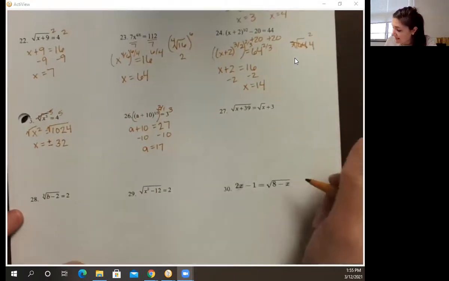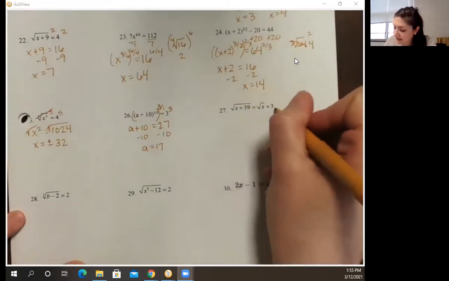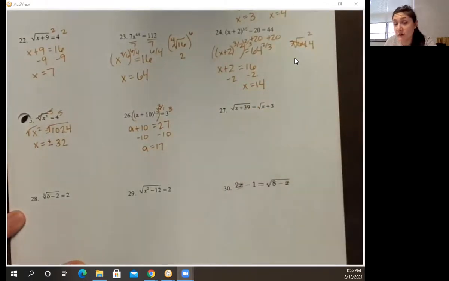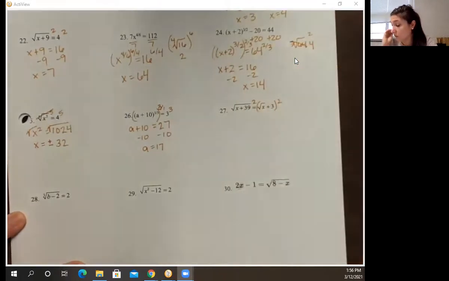Number 27 is kind of tricky because I've got multiple roots and then I've got something that's not under a root. That's okay. I'm still going to approach it the same way. So if I only had one root, I want that on a side by itself. Since I have multiple roots here, I want to split them up. And then I'll square each side. Now remember, we're squaring the whole side, not the individual terms.